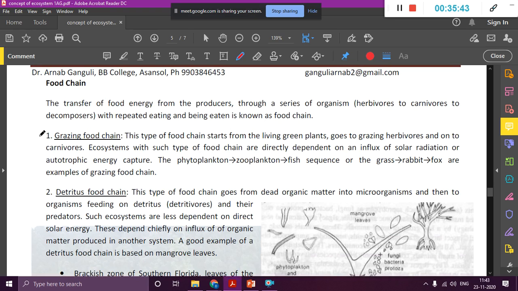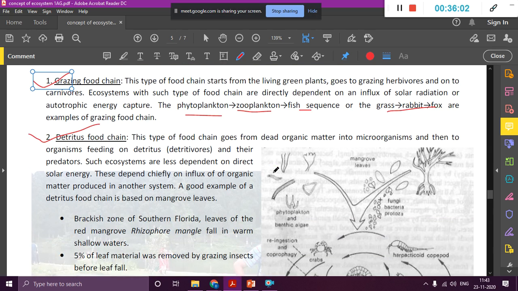Food chain can be of two types. The first is the grazing food chain and the second is the detritus food chain. Grazing food chain is very easy. Phytoplankton eaten by zooplankton, eaten by fish, fish eaten by man. Or grass, rabbit, fox, they are examples of grazing food chain. And the detritus food chain goes from dead organic matter into microorganisms and then into organisms feeding on detritus, or detritivores, and their predators. Such ecosystems are less dependent on direct solar energy. It works under the soil.